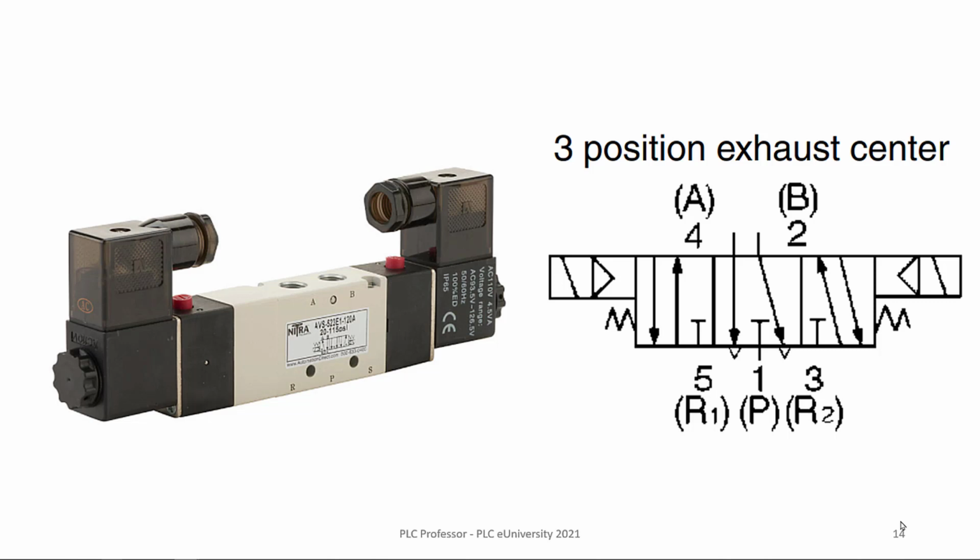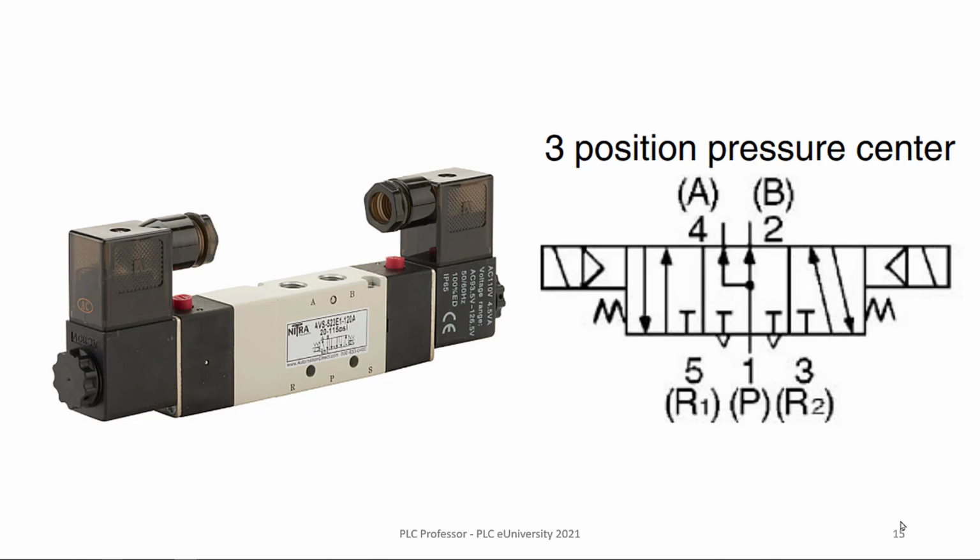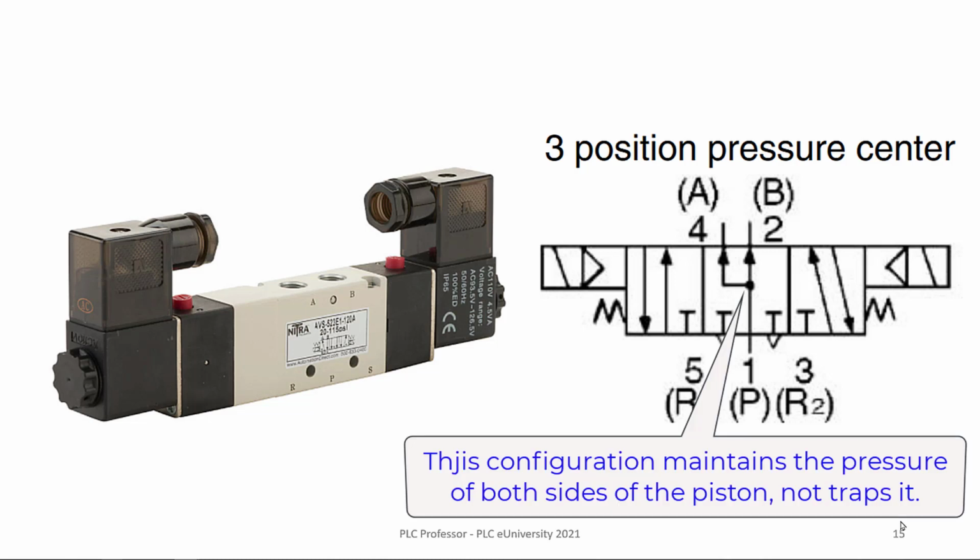Then if you energize the other solenoid, then it puts pressure on B and A exhaust. You can see, I think you have an idea now of this symbology. It's really pretty easy to read once you get used to it. Okay, and this is a 3-position pressure center. This is where you trap the pressure on both sides.